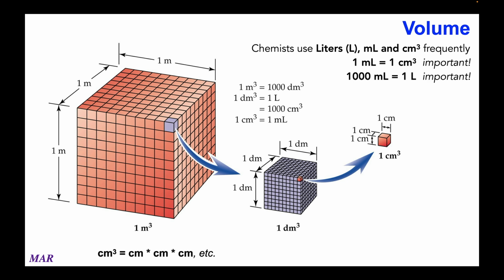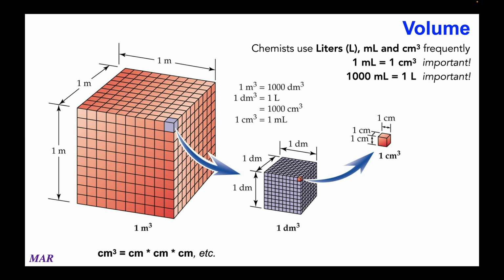Volume is another property that has to be measured sometimes. Volume is the space that a substance takes up in 3 dimensions. So length, width, and height, or X, Y, and Z axis. And what chemists usually use for volume are liters, which gets the symbol capital L. Don't use little l, use a capital L.